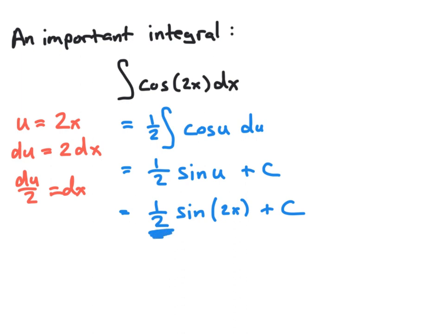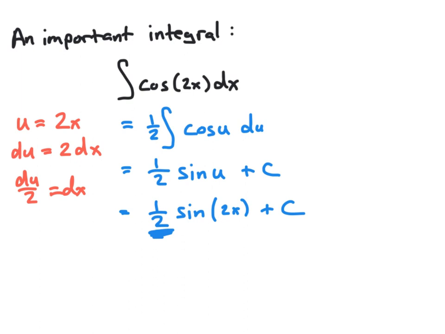And so the key thing we have to remember is that when we integrate cosine of 2x, we do get what we might think we would get, sine of 2x, but we do have to also multiply by the 1/2. And everything here holds true if the 2 is a different number.